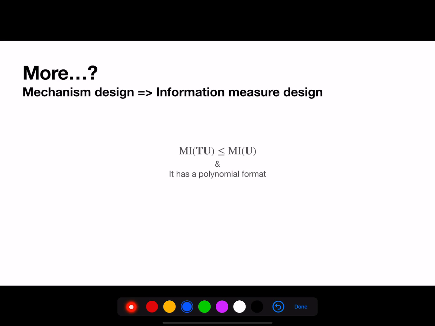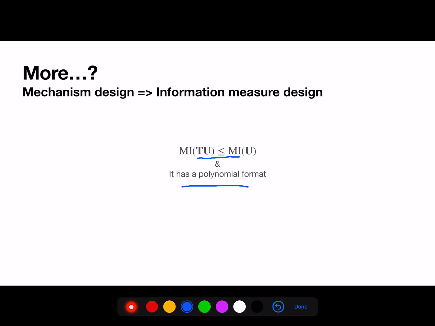And remember, in today's talk, we will talk about dominantly truthful mechanisms. The previous process actually reduced this mechanism design question to information measure design. And remember, as long as my information measure satisfies two properties, then we are done. The first property is the data processing inequality, this one. And this one guarantees that the dominantly truthful strategy maximizes payment.